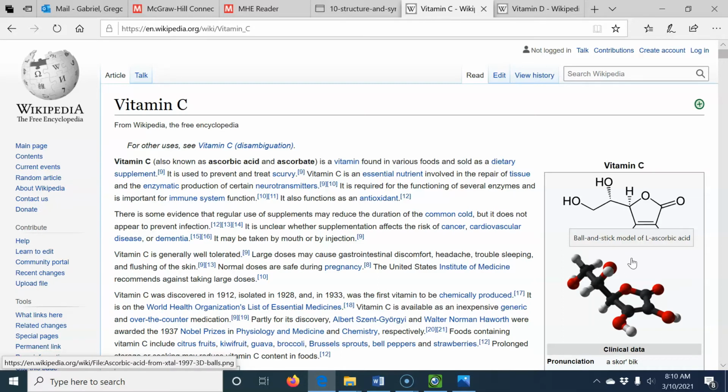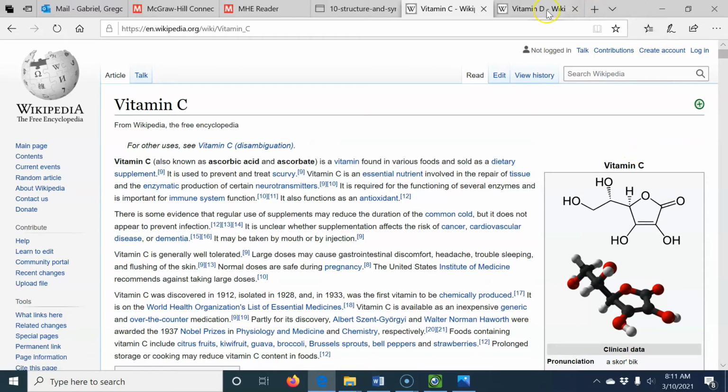So mainly it's due to hydrogen bonding, and in some part, dipole-dipole interactions. For instance, this carbon-oxygen double bond right here: that oxygen is very partial negative, and this carbon is very partial positive. So that's vitamin C.